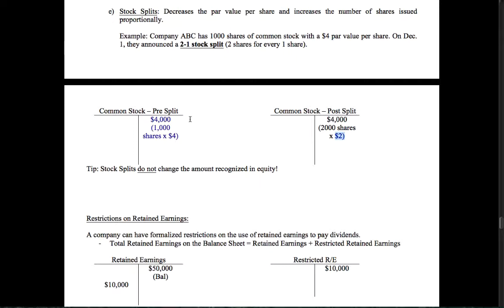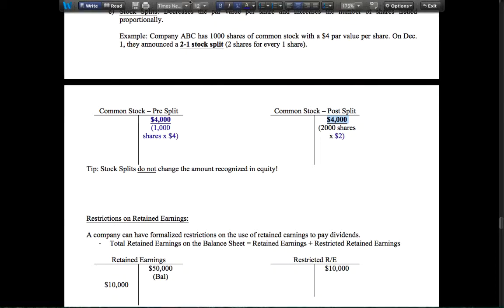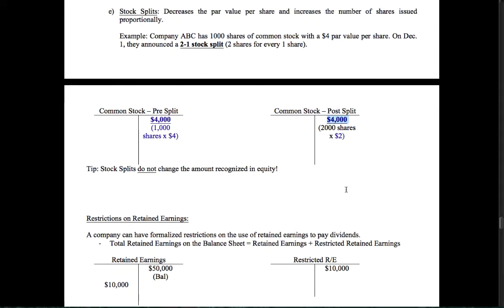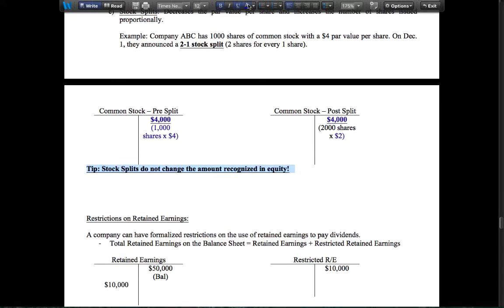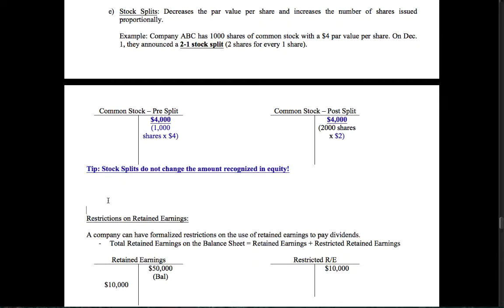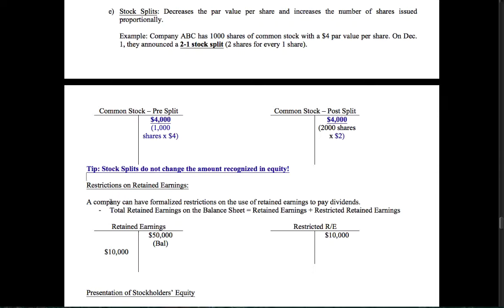As you can see, the balance in the common stock account has not changed whatsoever. It is just merely a change in the structure with the number of shares and the par value per share. This is important to note. Stock splits do not change the amount recognized in equity. Make sure you understand that. That is a key concept which you need to know for stock splits.